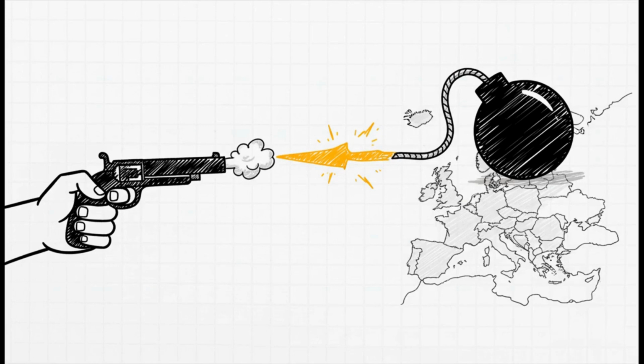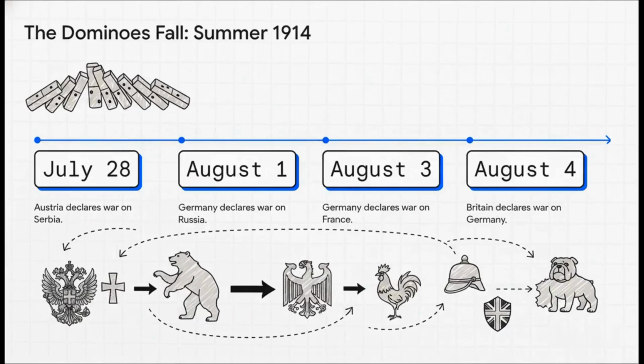Now, this should have been a regional incident, but because of that tangled web of alliances, it was about to become a global catastrophe. Just look at how fast everything spiraled out of control. Austria, backed by Germany, declares war on Serbia. Russia, which was allied with Serbia, starts to mobilize its army. So Germany then declares war on Russia, and on Russia's ally, France. Then, when Germany invades neutral Belgium to get to France, Britain declares war on Germany. In just about a week, all the dominoes had fallen, and the Great War had begun.